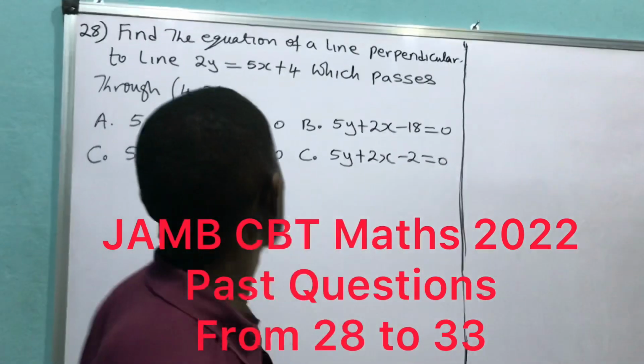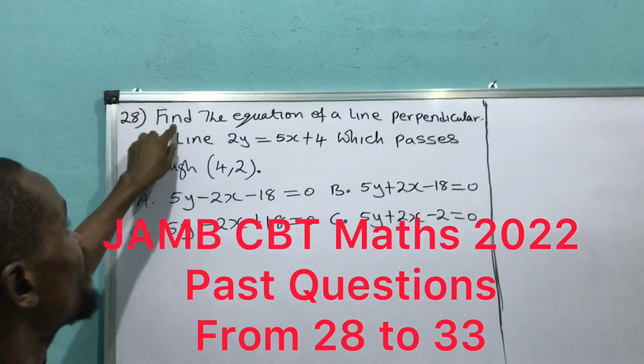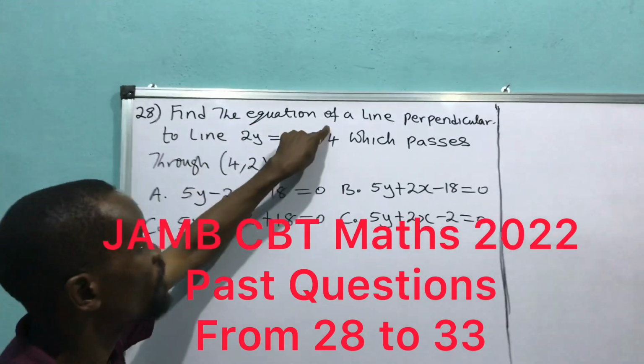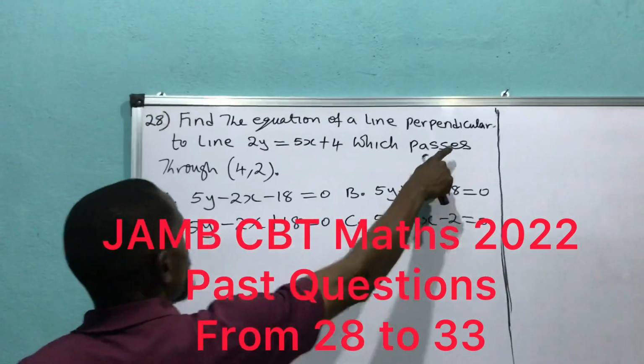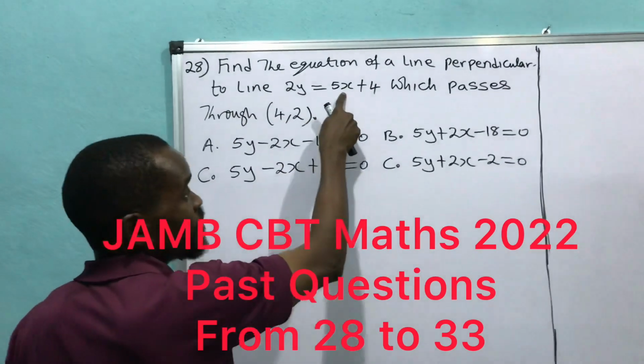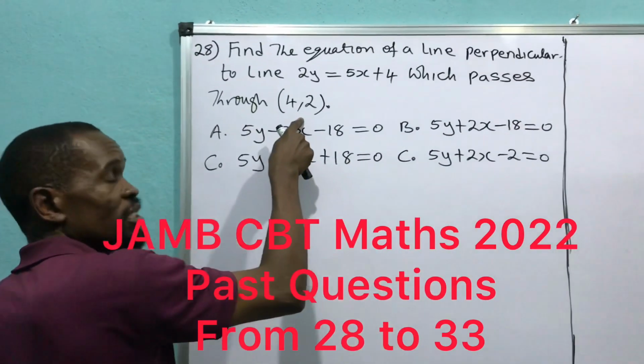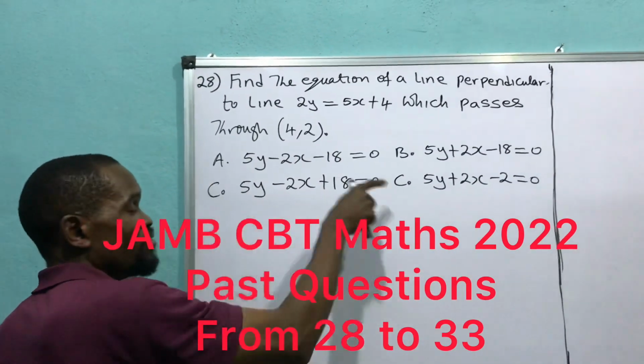Yeah, this is question number 28. Question number 28 says, find the equation of a line perpendicular to the line 2y equals 5x plus 4, which passes through this point. They now give us options.